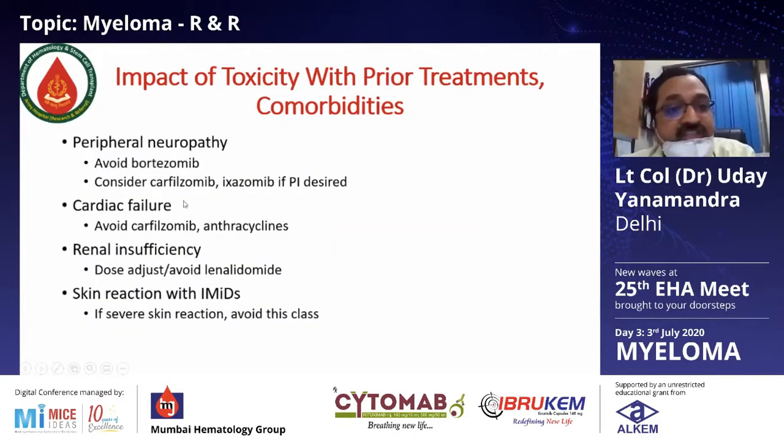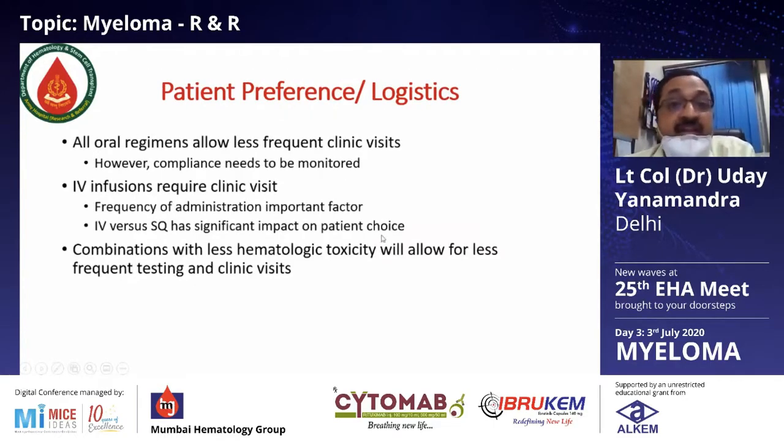The impact of toxicity is very important. So if a patient has any of these side effects, you should try to avoid the drugs which I have pointed out in the subclassification. As I told you, patient preferences and logistics are very, very important. If a patient prefers only an oral regimen, then we should give it accordingly. If a patient is not able to visit the hospital frequently, we should cater for that. IV infusions generally require in-hospital admissions or daycare admissions. That should be taken care of. And combinations with less immunological toxicity will allow for less frequent testing and clinical visits. So these are important in the Indian scenario.